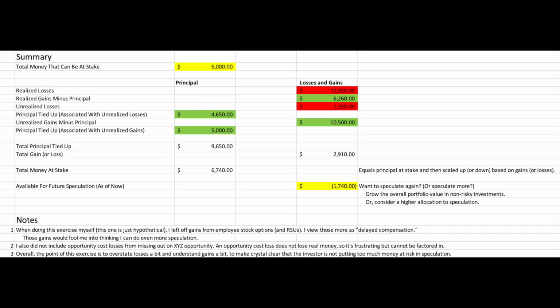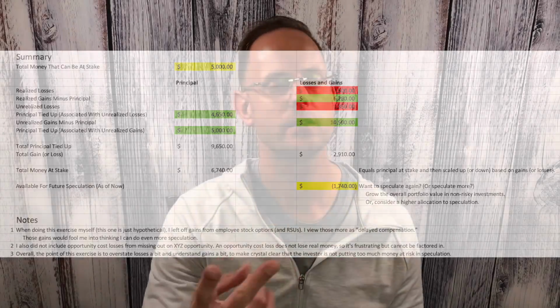And so anyways, I look at the RSUs, the employee stock options, as delayed compensation. And so I don't want to get fooled into thinking I can invest in speculation more than I otherwise would. I also, though, do not include opportunity cost losses. Hey, I saw some great opportunity and I missed out on it. I don't want to include that there as a loss, because every day there are thousands of good opportunities. I only need to take one or two of them.